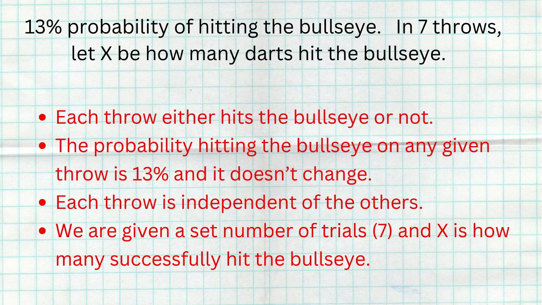And then finally, in this problem, we were given a set number of throws, in this case 7, and in those 7 throws, we're looking for how many of them are going to be successful. So all of our conditions are met, so we can successfully model this problem with a binomial distribution.